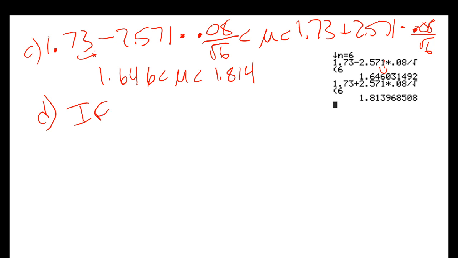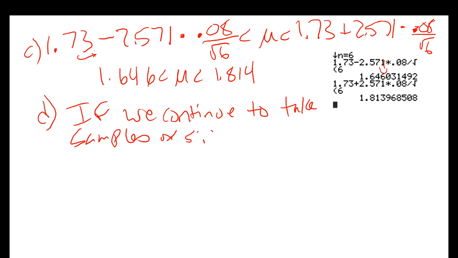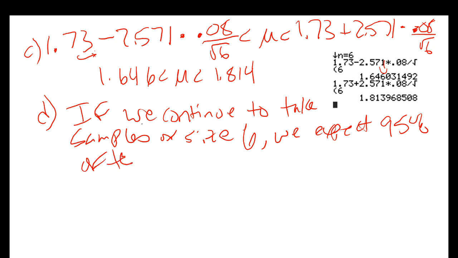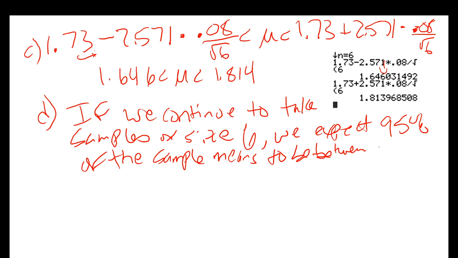Do I need to interpret, or do y'all know how to do that? If we continue to take samples of size 6, we expect 95% of the sample means to be between 1.646 and 1.814.